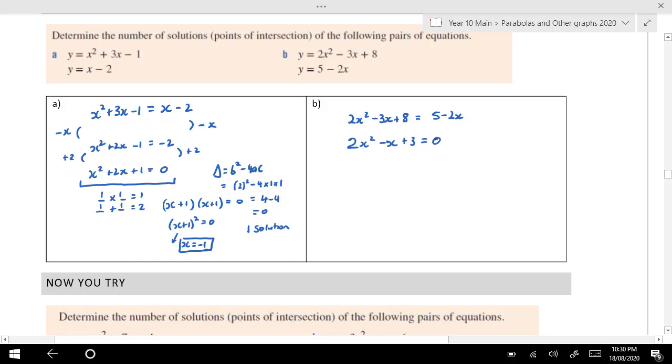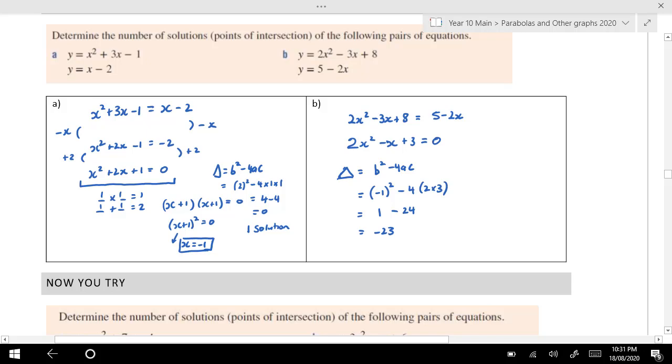Well, this time we could solve it in our CAS, or if we want to do it by hand, and we've just been asked to find how many solutions there are, let's use the discriminant. The discriminant is equal to b squared minus 4ac, where b is minus 1. So it's minus 1 squared minus 4 times 2 times 3. That's 1, and 6 times 4 is 24, so we've got minus 24. The discriminant is minus 23.